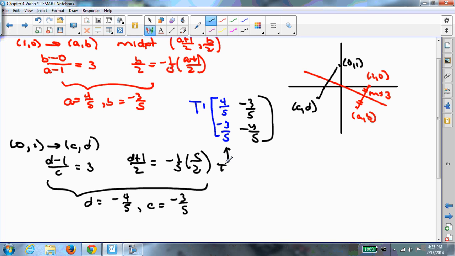So again, the way a matrix is built, this is what happens to my first basis vector, which would be 1, comma 0. This is what happens to my second basis vector, which is 0, comma 1. And this is my final answer.